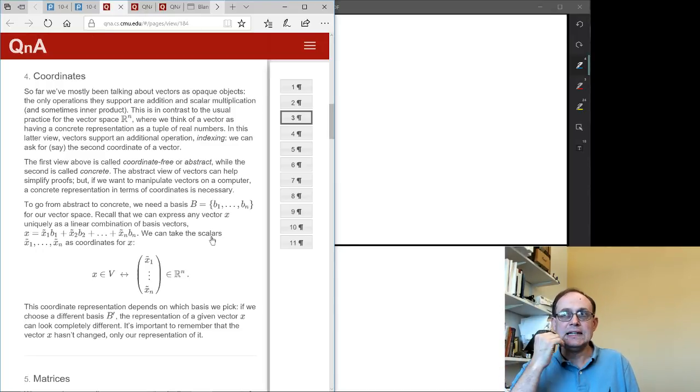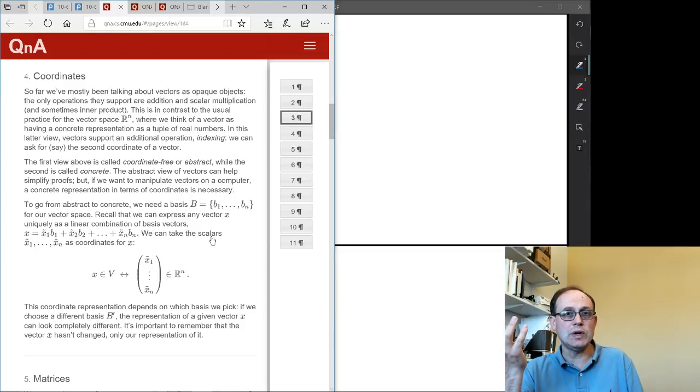And the abstract view of vectors is most useful for thinking about them because if you have a very small number of operations that you can do on a particular data type, it makes it easier to reason about what sorts of things you can do with that data type. But of course, whenever we want to put our vectors in a computer, we're almost always going to do it in terms of a list of coordinates. And so we can go from abstract to concrete.